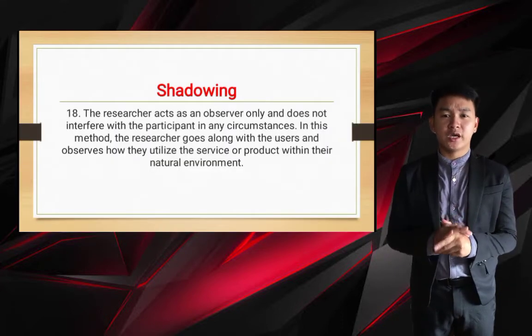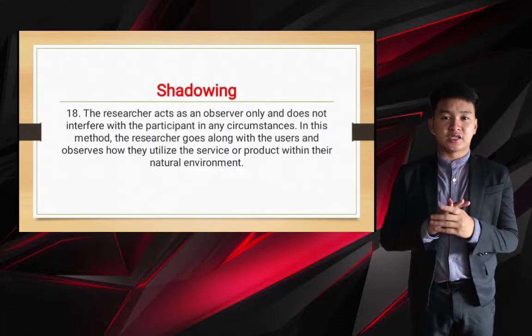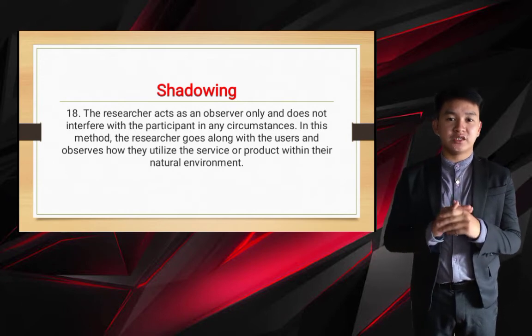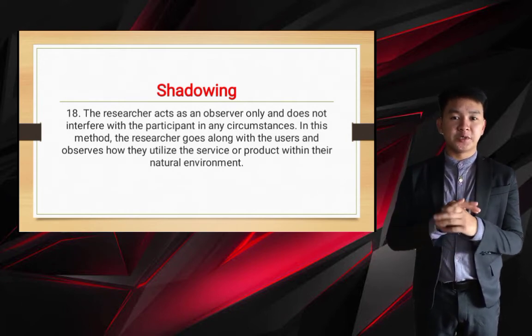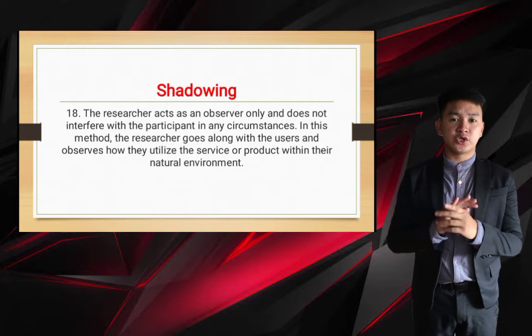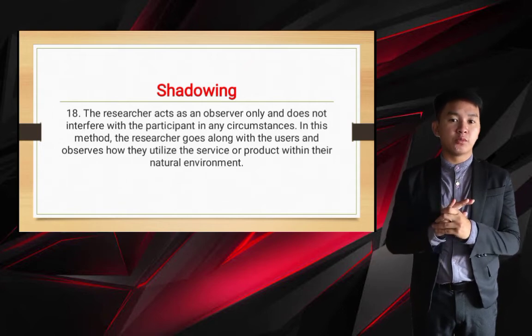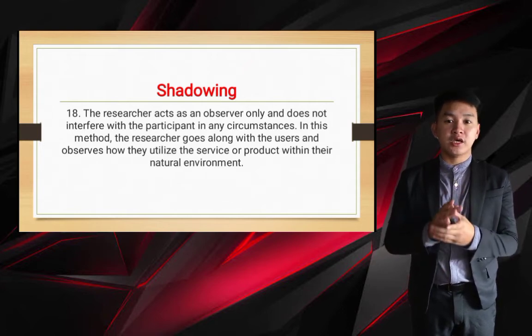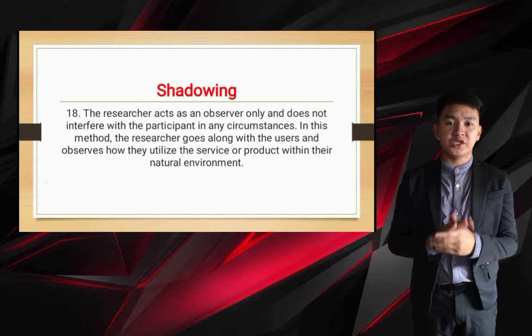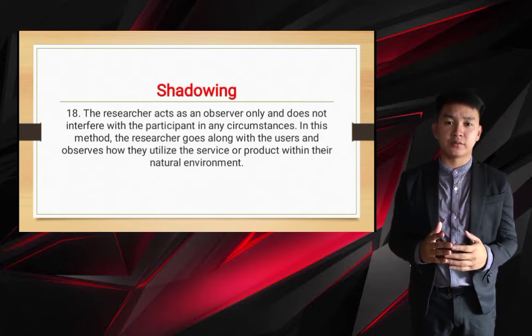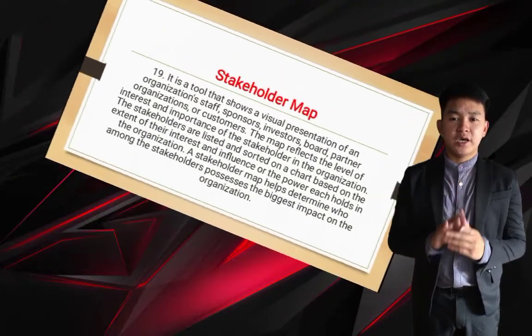18. Shadowing. The researcher acts as an observer only and does not interfere with the participants in any circumstances. In this method, the researcher goes along with the users and observes how they utilize the service or product within their natural environment. And lastly, 19.